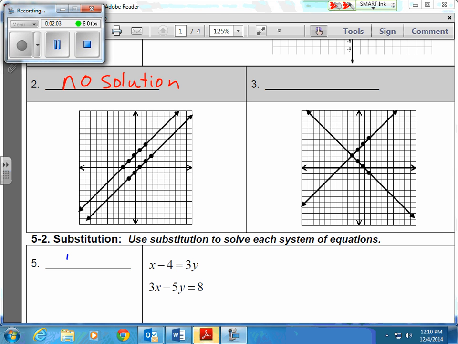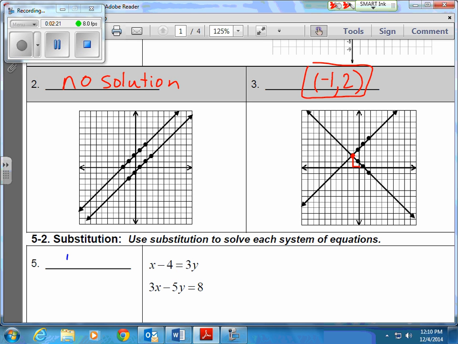Over here on number 3, looking for where the two lines intersect again, and the graph is a little off, but we're going to go ahead and say that that's (negative 1, 2). That's the point of intersection, and so that's the solution to the system of equations.